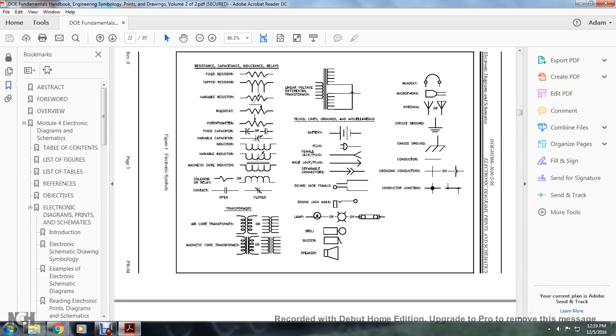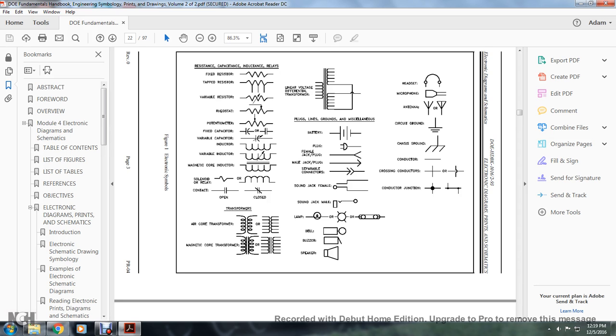A linear variable differential transformer shows a transformer split in half with a line running from the iron core from one of the columns of the transformer to the other. The battery is basically parallel lines, with a dash in the middle showing the different cells.